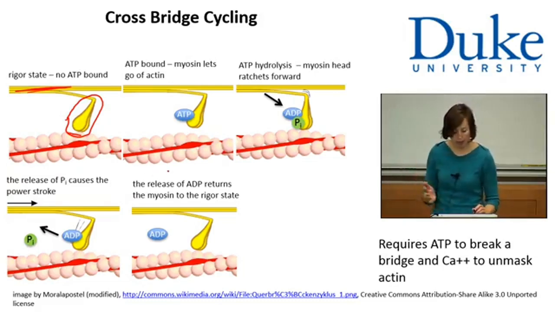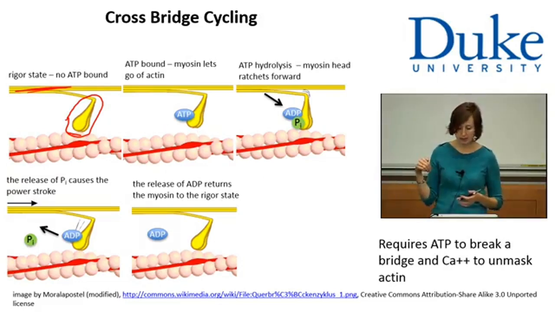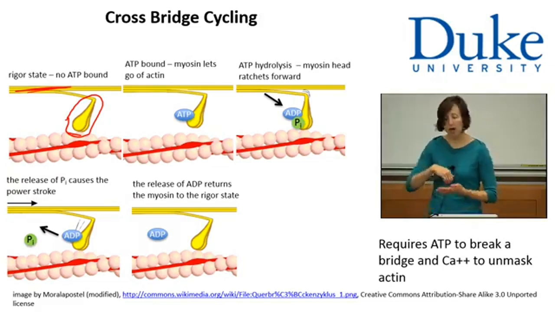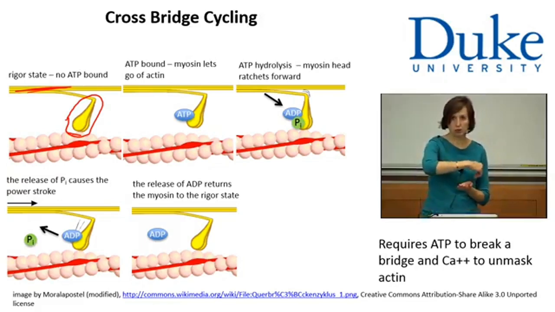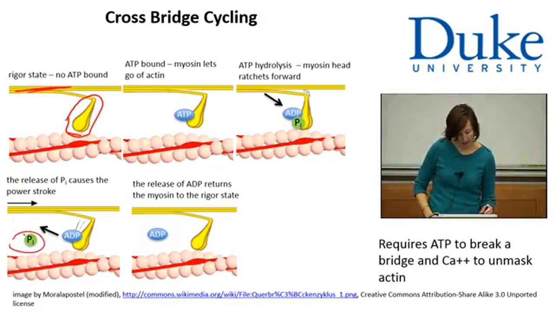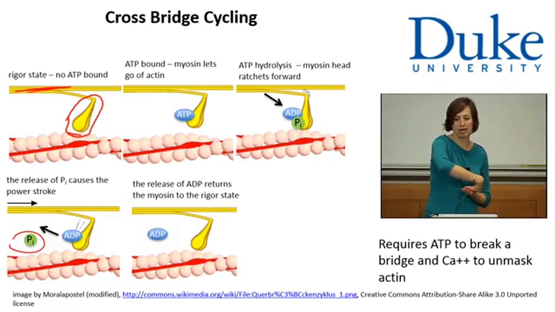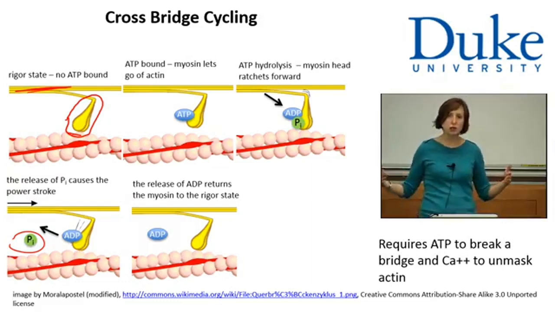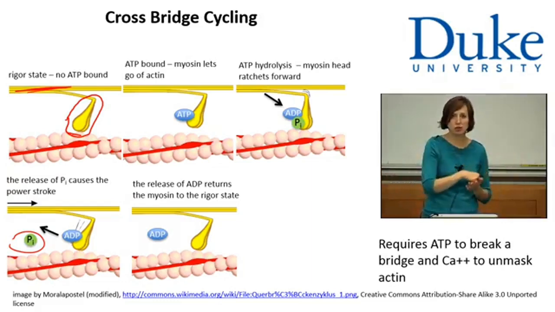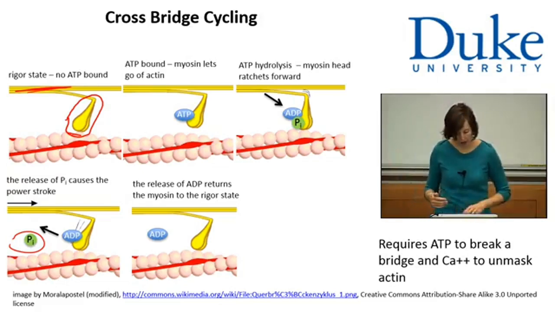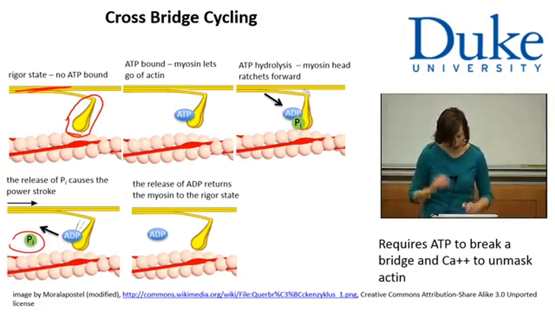Eventually, ATP will bind, and that is going to cause myosin to let go of the actin filament. And then ATP hydrolysis will occur, and that will cause the myosin head to now ratchet forward. And then it will bind, and there will be a release of inorganic phosphate that will cause what's called the power stroke. That's a ratcheting of the myosin head that is going to then cause it to have walked up closer to that Z line in order for contraction to occur. And then ADP will be released and we'll be back to the rigor state.